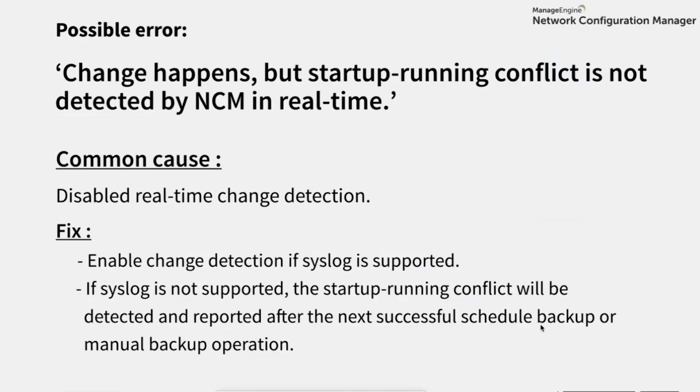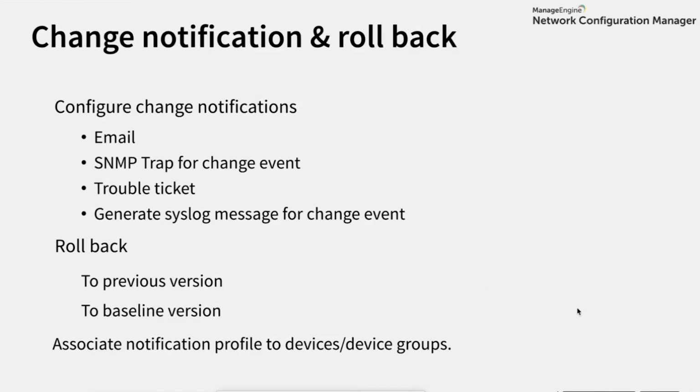So during this, you might come across errors which say the change happens, but the startup running conflict is not detected by NCM in real time. This can be because of disabled real-time change detection. Make sure you enable change detection if syslog is supported. If syslog is not supported, the startup running conflict will be detected and reported after the next successful scheduled backup or manual backup operation. So next up is change notifications and rollback.